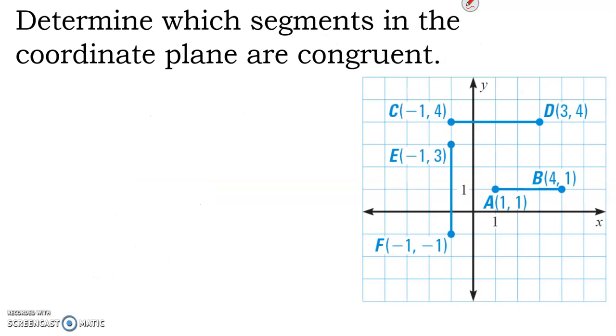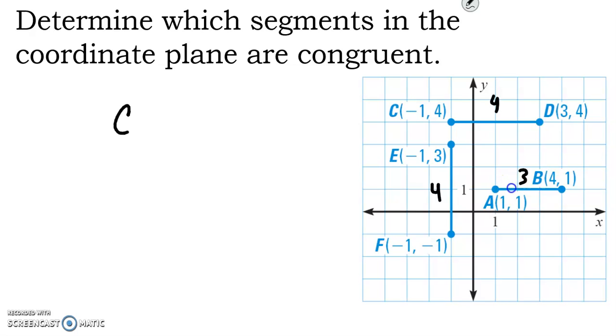So determine which segments in the coordinate plane are congruent. So we want to know the lengths of the segments to see if they're congruent. So segment CD is 1, 2, 3, 4 units long. So I'm just going to put a 4 here. Segment EF is 1, 2, 3, 4 units long. Segment AB is 1, 2, 3 units long. So that means that segment CD and segment EF are congruent because their lengths are equal.